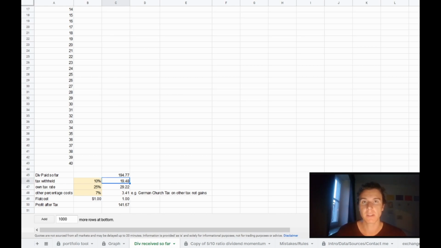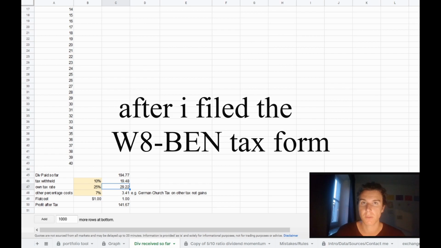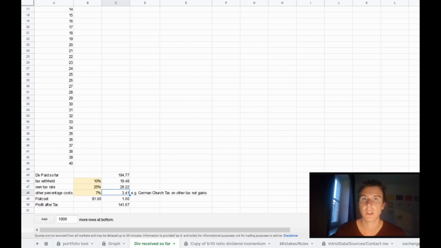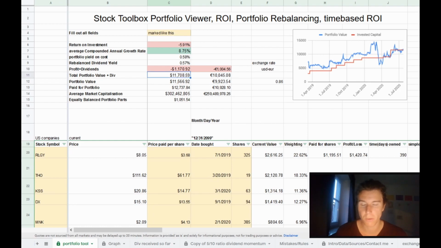For me, my main residency is in Germany, and if I receive dividends from the US, there's, I think, a 10% tax withheld, and I just have to pay 50% to my local government. And in Germany, there exists another tax if you're a Christian, which is church tax, and it's 7% of the dividends tax that you paid already. And then there are flat costs. For example, different brokers have fees sometimes, mostly non-US ones, and then you can just add them there. Then you have your profit after taxes, and that loops into your total portfolio value plus dividends.